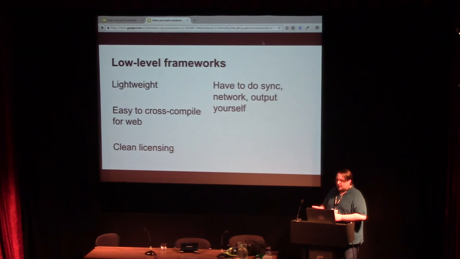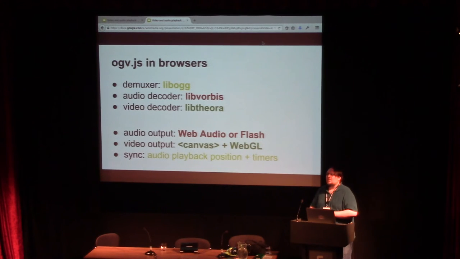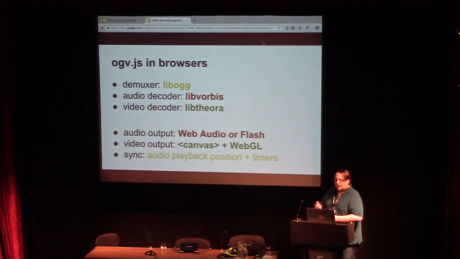The only bad part is you have to do some of that synchronization and the actual output yourself. But it turns out that's not too hard. So I was able to put together a combination, which I call OGVJS, which supports Vorbis audio and Theora video. It uses the Og, Vorbis, and Theora libraries as they are. I believe I have one tiny patch on Theora to fix a compilation error, and other than that, they just work.